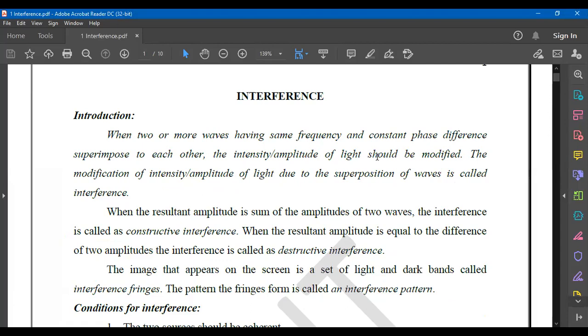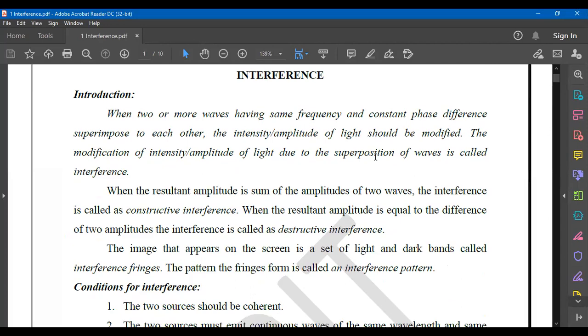So this is the condition that can be prevailed during the superposition. Here are the definitions given by theorists to provide you a better understanding. You can see the first definition itself.